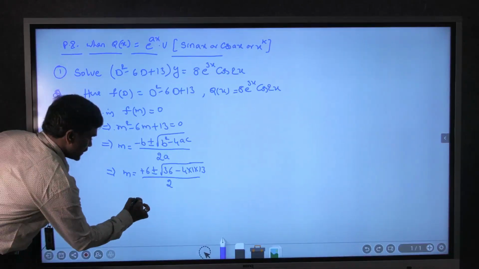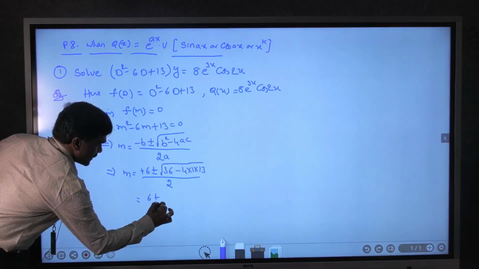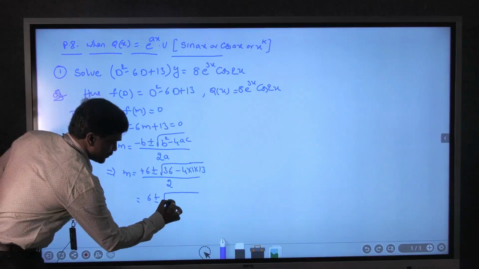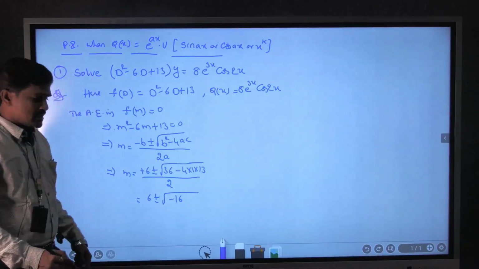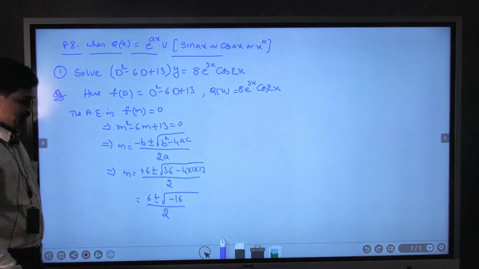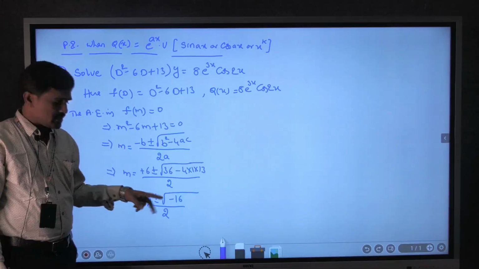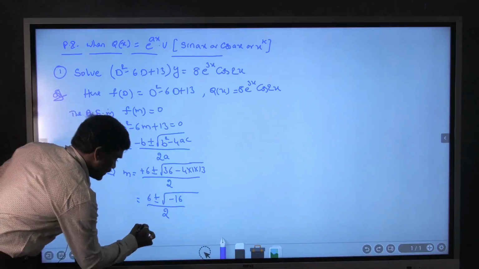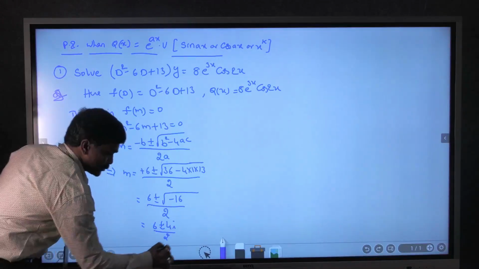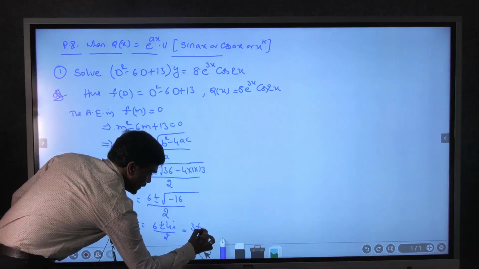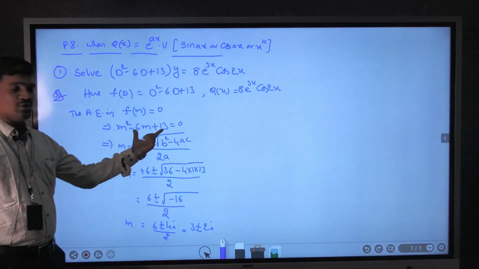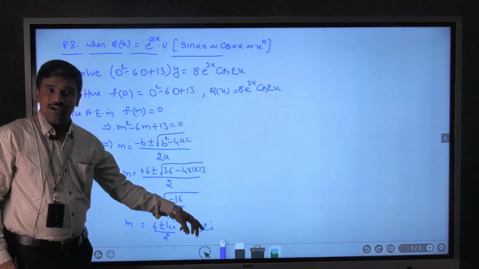Right? Now here 6 plus or minus square root of 36 minus 52. What is 36 minus 52? Here minus 16, by 2, a is 1. Now here minus 16 can be written as 4i. So then here 6 plus or minus 4i by 2. Take 2 common. Finally we get 3 plus or minus 2i. So these are the roots of this equation. So what are the roots here? The roots are complex roots.